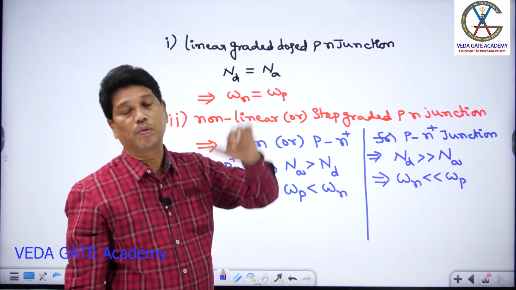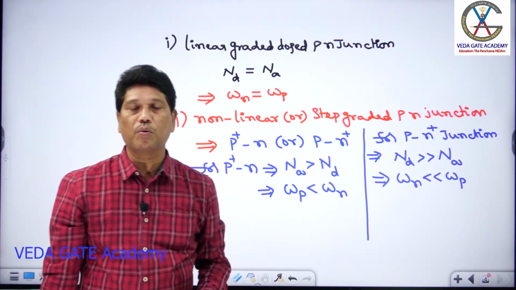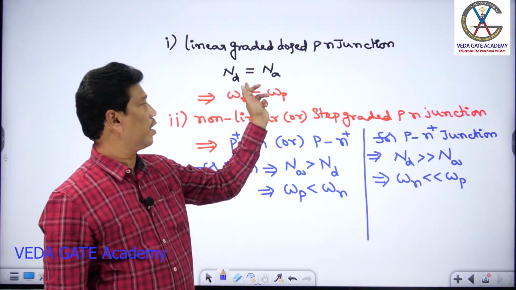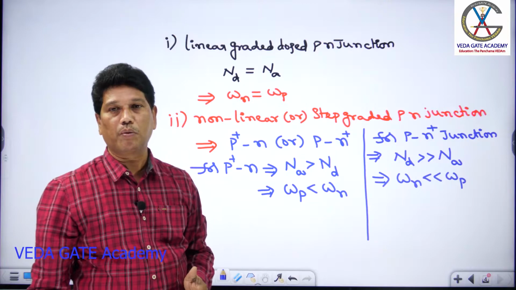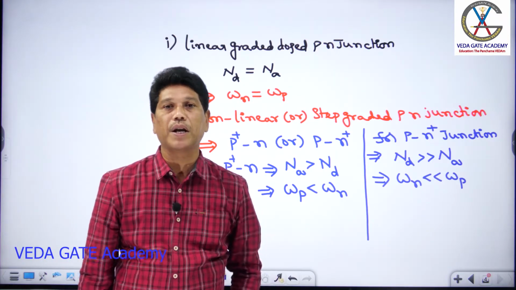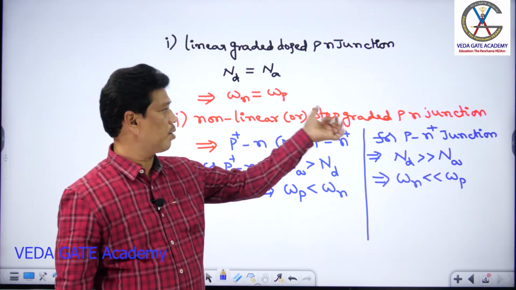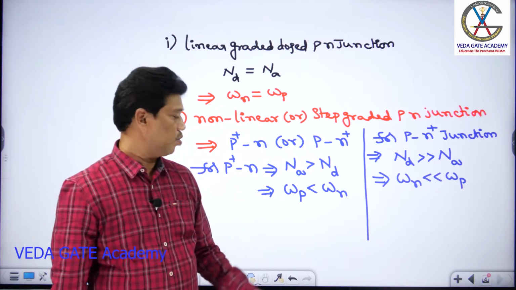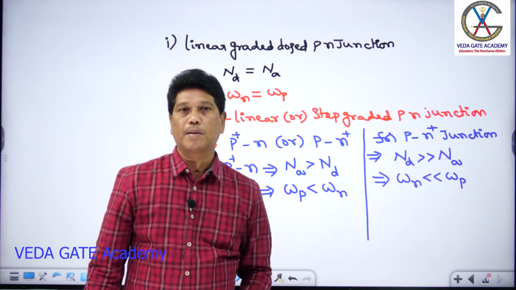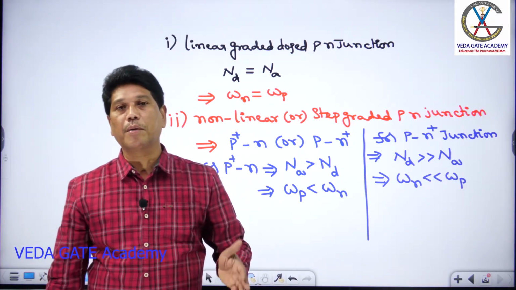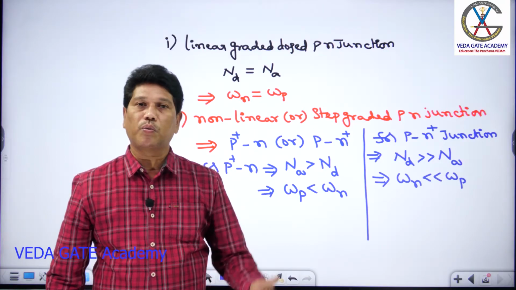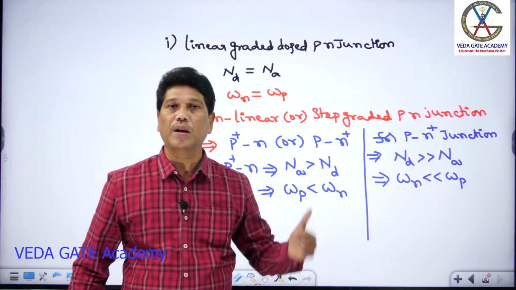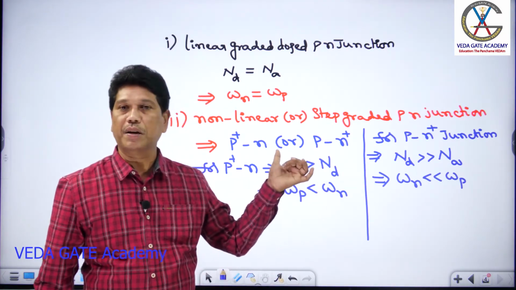So there are two types of PN junction based on the doping profile. One is linear, the other is non-linear. In the linear case, the doping order on the N and P sides is the same, equally doped, so the barrier effect is equal on both sides. If you go for a non-linear or step graded PN junction, one side is more doped than the other, so the width of the barrier is like this. In a BJT, the emitter is highly doped compared to the base, so the barrier is mostly expanded into the base, never into the emitter.